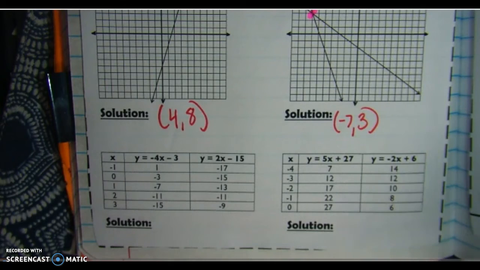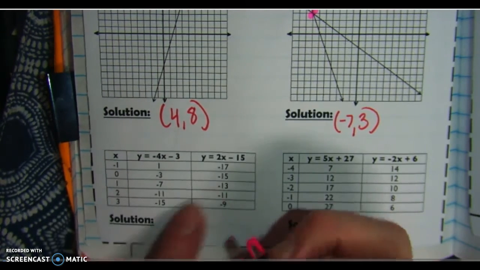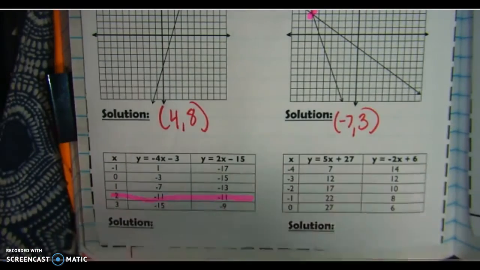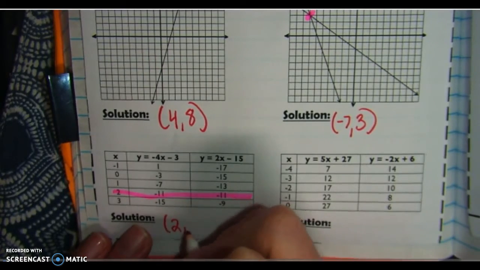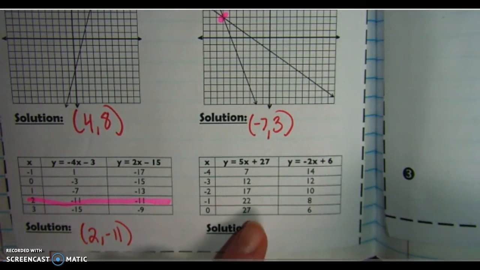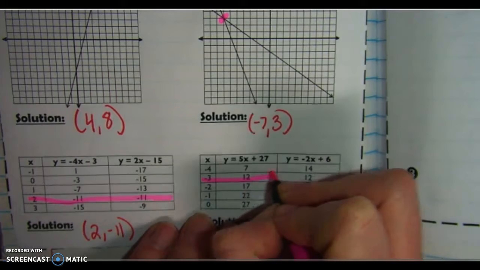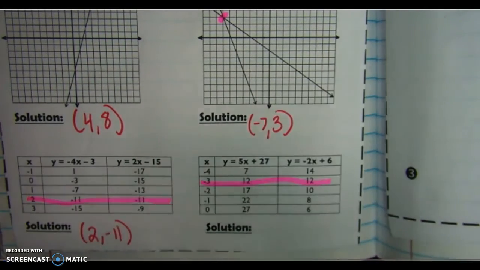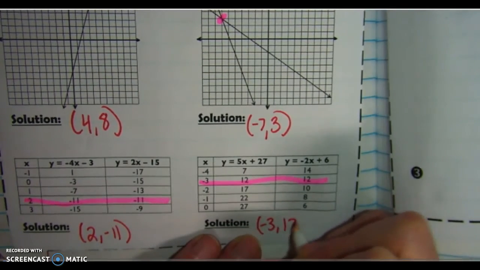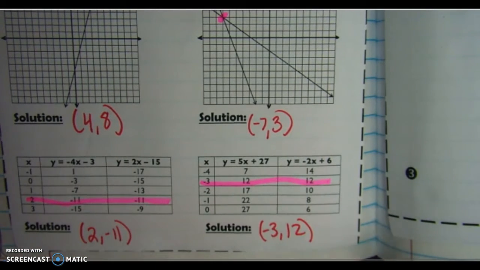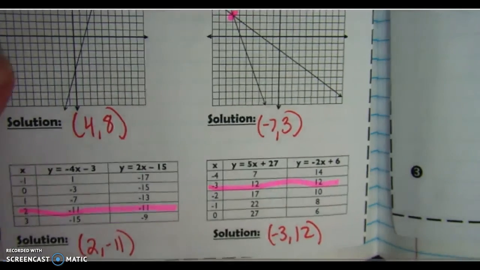Sometimes they can express it in a table. In a table, we're going to want to look to see where our outputs match up. So our outputs match up in this row, so I know my solution is going to be (2, -11). Over here, we've got to look for our outputs matching up. You see they both match up in our table, so we know -3, 12. That's our solution. So that's if they gave us a graph and we had to find the solution. Unfortunately, these problems don't really exist that often, so they get a little harder.